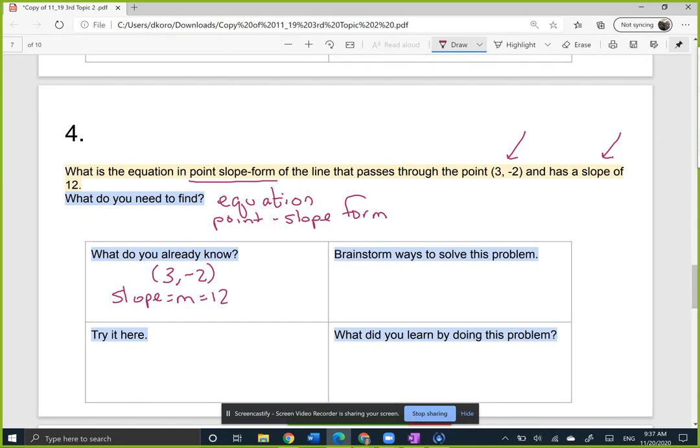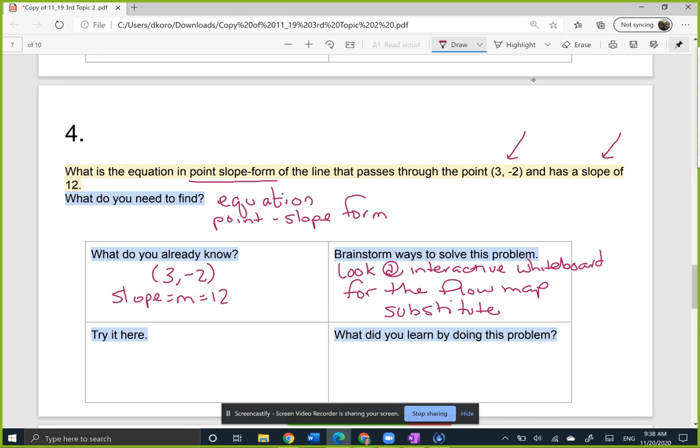So brainstorm ways to solve this problem. So one thing is look at the interactive whiteboard for the flow map. Okay? And another way is to substitute. Now, please remember, this isn't the only way that we can do it. There are other ways, but okay, so try it here. So this one is, we're going to use point slope form. So y minus y sub 1 is equal to m times x minus x sub 1.